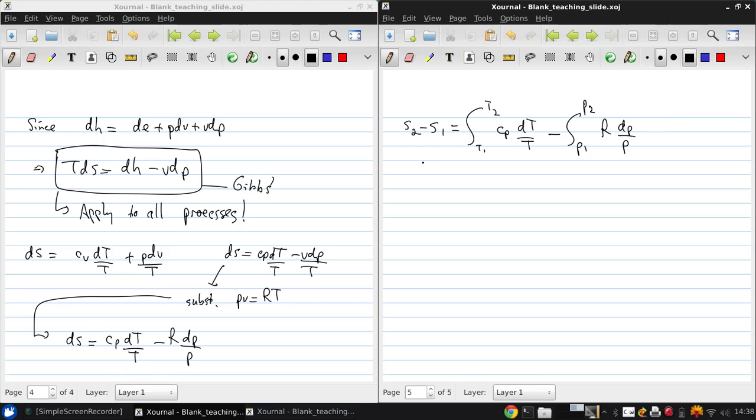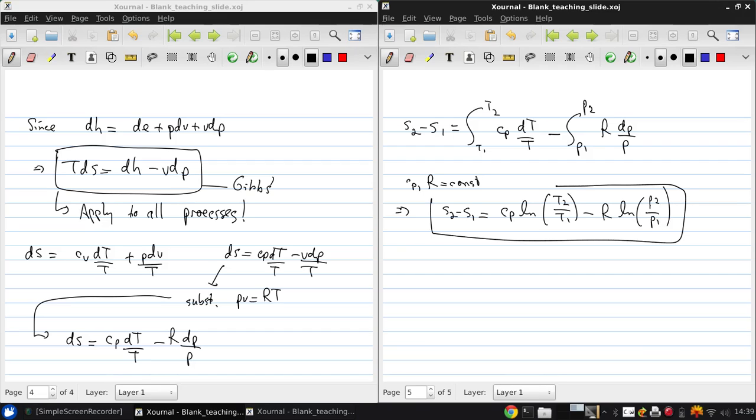Now for our calorically perfect gas, where CP and R are constant, what we get is that S2 minus S1, the change in entropy, is CP times the natural logarithm of T2 over T1, minus R times the natural logarithm of P2 over P1. And if we do the same process with the first of the Gibbs equations, then we get that S2 minus S1 is CV ln T2 over T1 plus R ln V2 over V1.